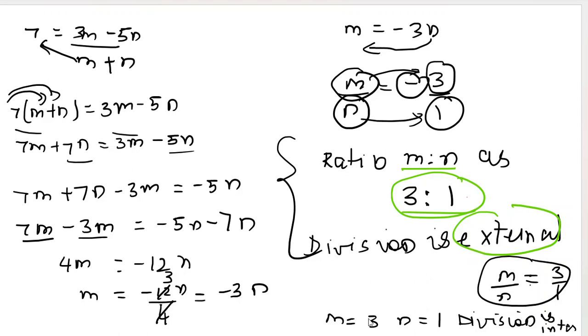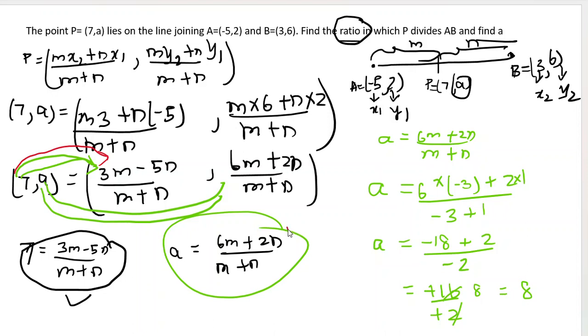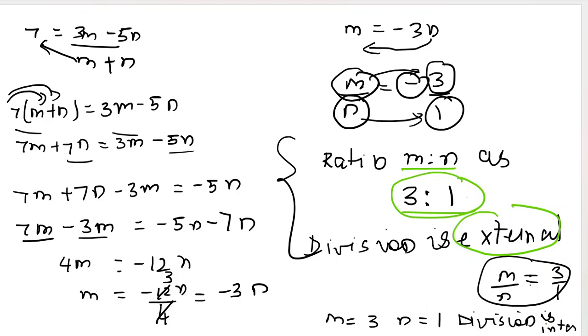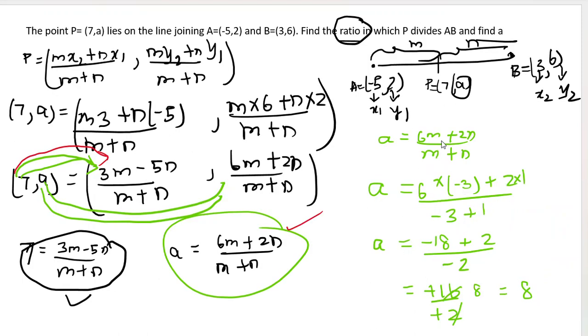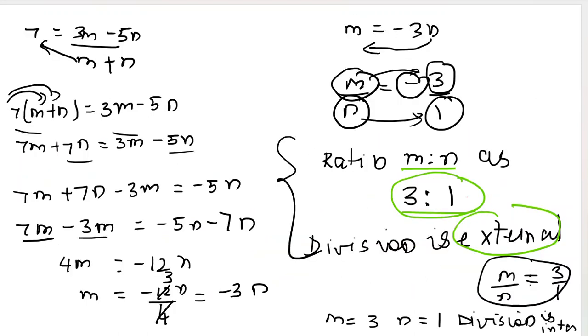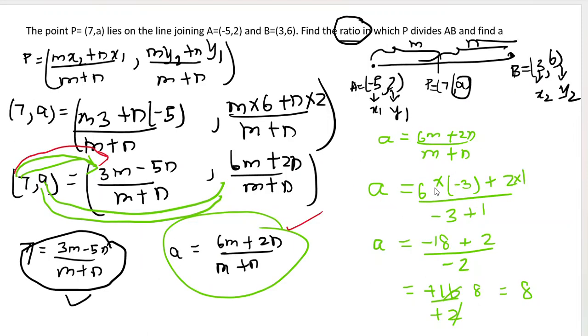Suppose the sign was positive, we give the ratio as m as 3, n as 1, but we say that the division is internal. Now, when we find A, we use this expression that is given. The only thing is, in this case, we insert the proper values of m and n. That is, we don't neglect the sign now. In this case, we consider the sign. So since m over here we got as minus 3, and n we got as 1, we insert the signs as they are, and then we proceed ahead with the calculations to get our A as 8.